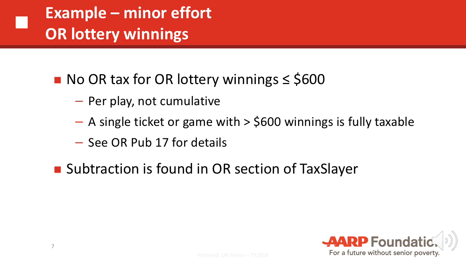The amount of the winnings will be captured in the federal return, but the details, the specifics about whether it's per play or whether it's a single ticket that won over $600, won't be available. So while you're filling out the ASCE worksheet, you'll want to have gotten that information to help you fill out the state return. And this way, you'll know whether any of the winnings are eligible for the state subtraction.